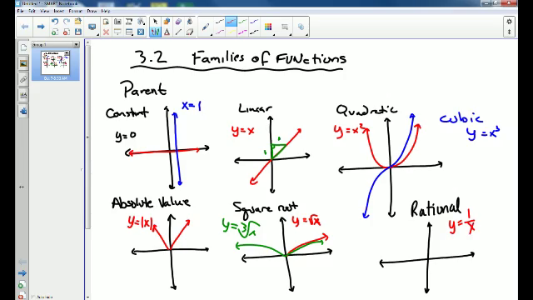Here's the parent rational function. Where is it undefined? Zero. Zero. Beautiful.